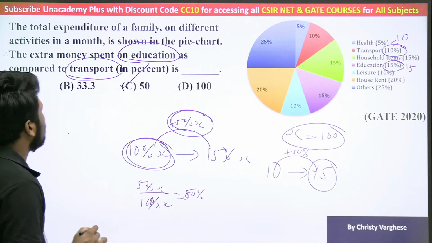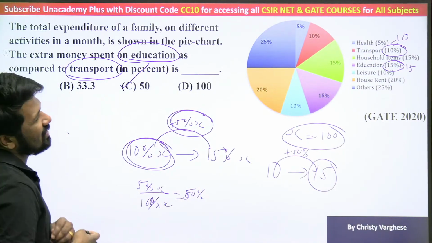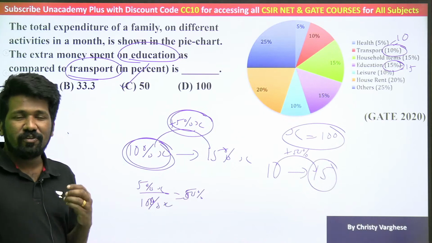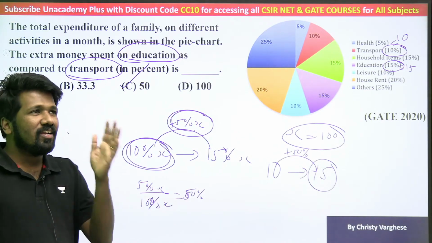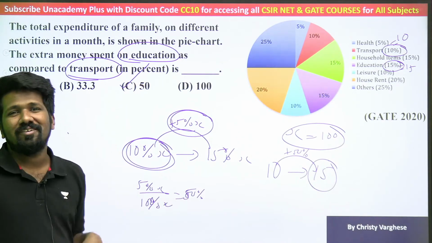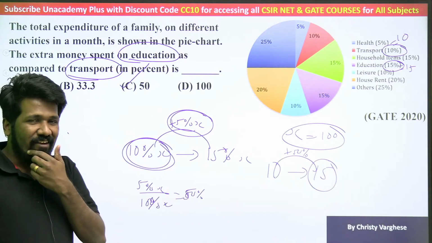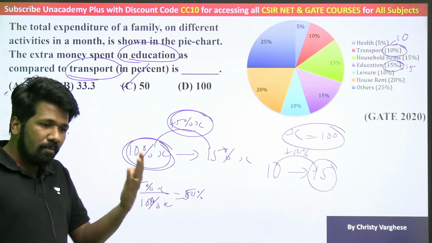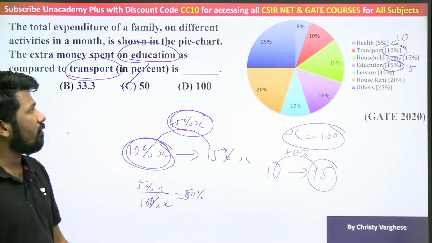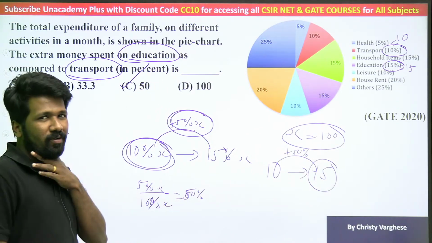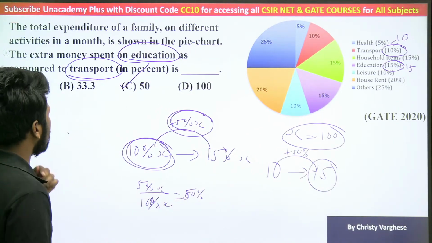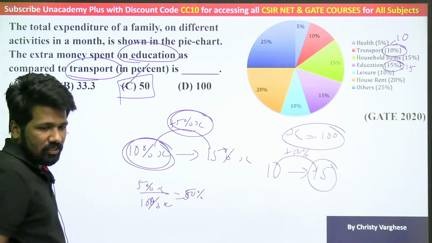Did you all understand? They will give 5 also as one of the 4 options, to make you think the 10 to 15 difference is 5, so 5 is the answer. No, the 10 to 15 difference is 5, and that 5 compared to 10 is 50%, not 5%. Did you all understand this? Option C, 50, is the correct answer.